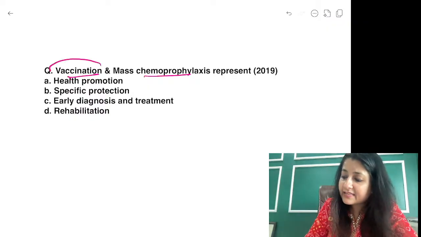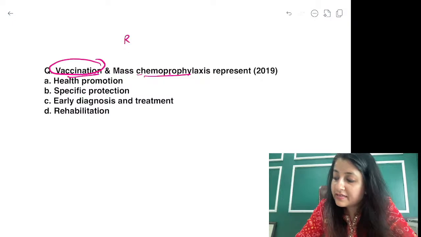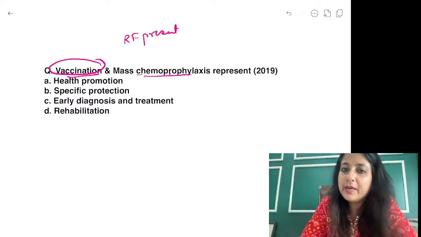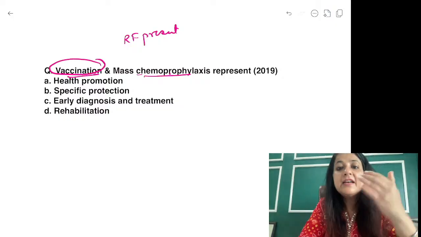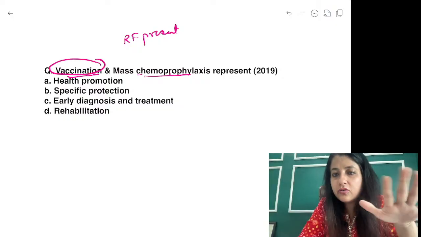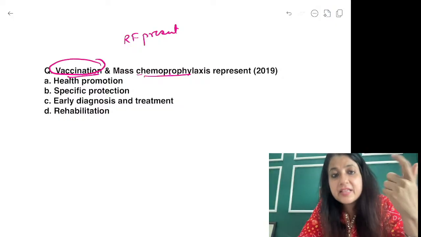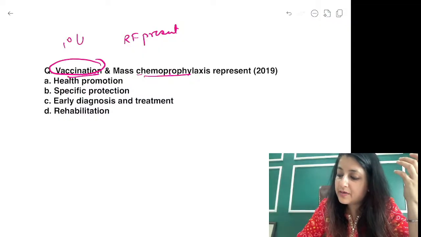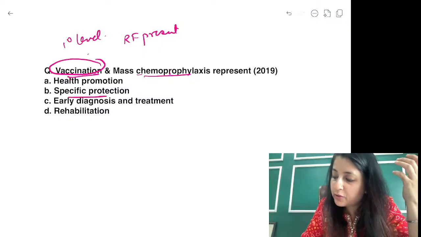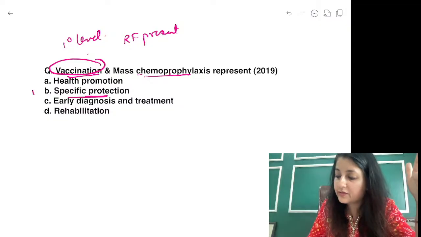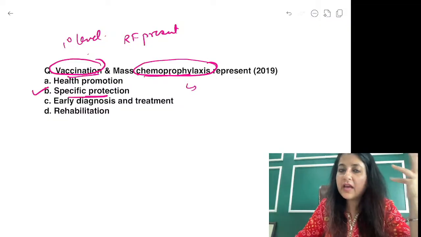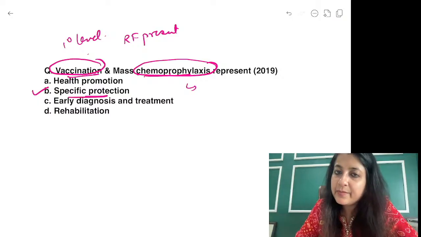Good. Vaccination and mass chemoprophylaxis. In both, the risk factor is present. Let's say we give vaccine to a baby at 9 months for measles. Does the baby have measles? No. The baby is at risk of measles. Okay. So what is vaccination? Primary level. Now particularly it protects us from diseases. So specific protection.